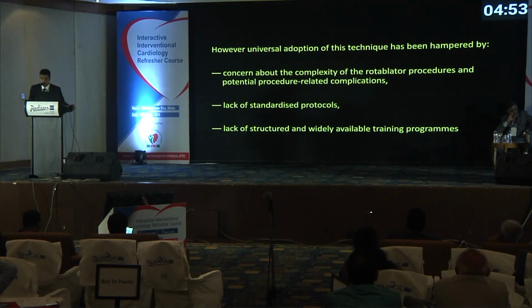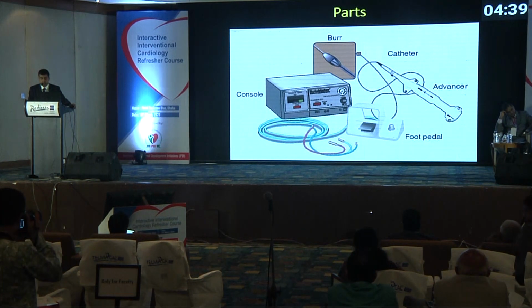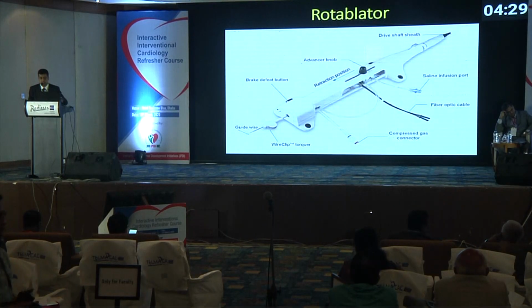But still there are some barriers, especially the lack of a standardized protocol, the training process is too long, and lack of expertise. So it's not very common everywhere yet. Briefly speaking, the parts of rotablation: it consists of a console, bar, wire, catheter and advancer, and a foot pedal. The rotablator, which you can see there, has a retracting position, advancer knob, the saline sets and the air compressor connectors, and there is a point in the proximal end for inserting the wire and bar.